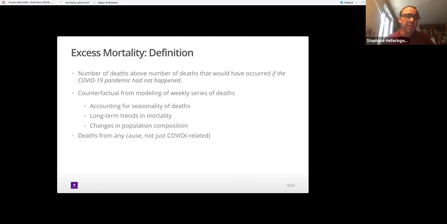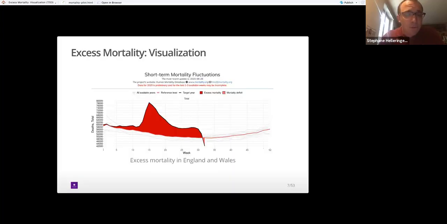on deaths from all causes, not just COVID-related. So we're pursuing something that encompasses both the direct and indirect effects of the pandemic. And in terms of visualization, we try to produce figures of this kind, which I drew from the new data series that's been released by the Human Mortality Database on short-term mortality fluctuation.